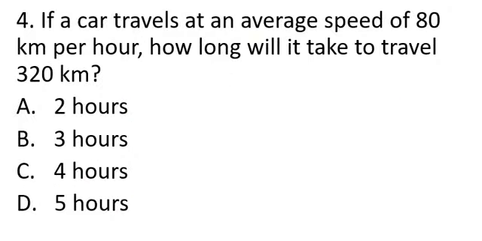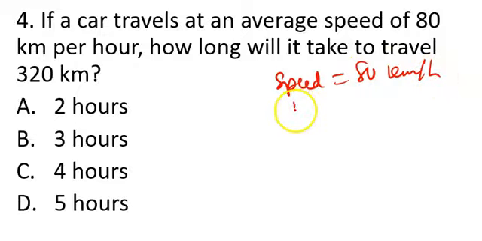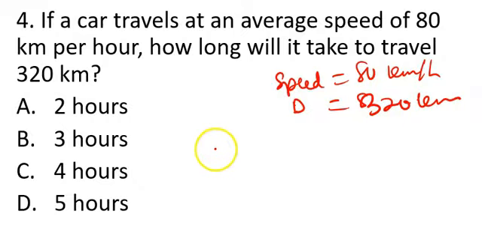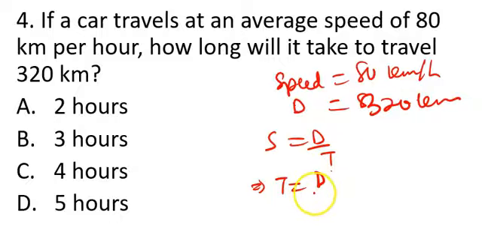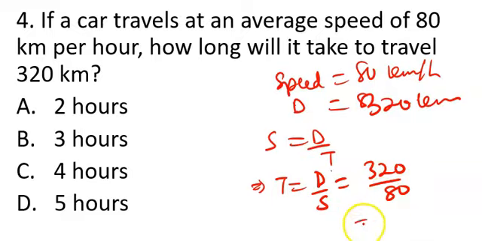Next one. A car travels at an average speed of 80 kilometers per hour, and the distance is 320 kilometers. Simply put, speed is distance over time. We know the distance and we know the speed. Making t the subject, time is distance over speed, which is 320 over 80, and we get 4 hours.